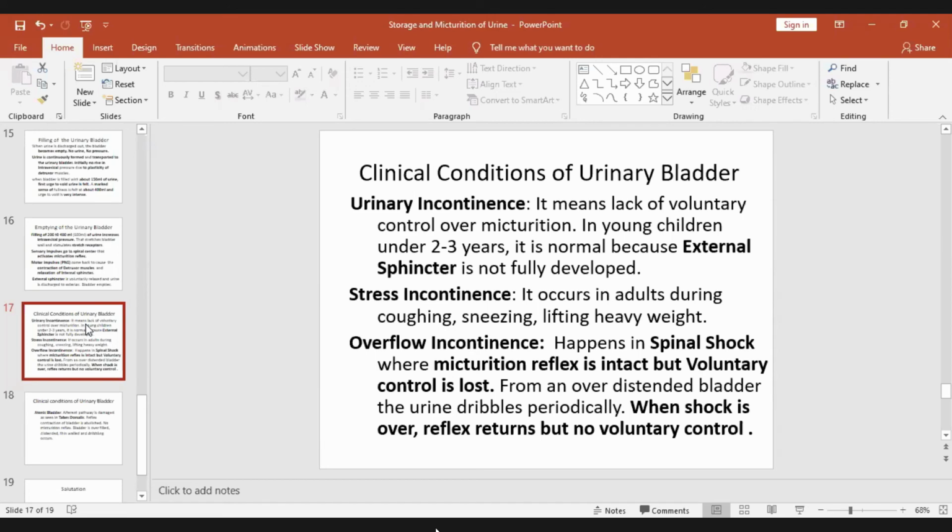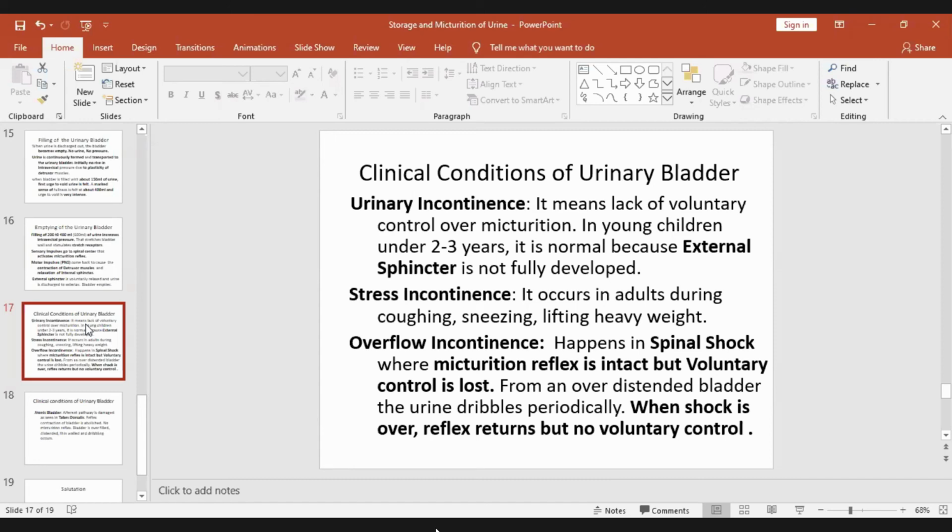Stress incontinence. This stress incontinence, sometimes it is a normal phenomenon. Stress incontinence happens whenever you are coughing, whenever you are sneezing, or whenever you are lifting a heavy weight. This is a stressful condition, and the bladder can cause incontinence. Overflow incontinence. Ladies and gentlemen, just try to remember one thing.